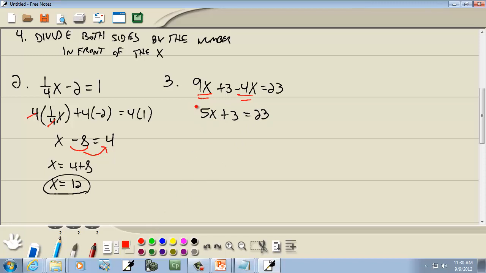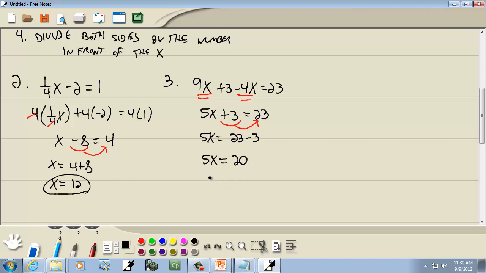First step, get rid of parentheses. Don't have any. Second step, get rid of fractions. Don't have any. Third step, get everything with an x on one side and numbers on the other. So I'll take 3 over to the right side. Again, anytime you take anything across your equals, your sign changes. So the positive 3 becomes a negative 3. Now our note up at top said any step combine together numbers. 23 minus 3 gives us 20.